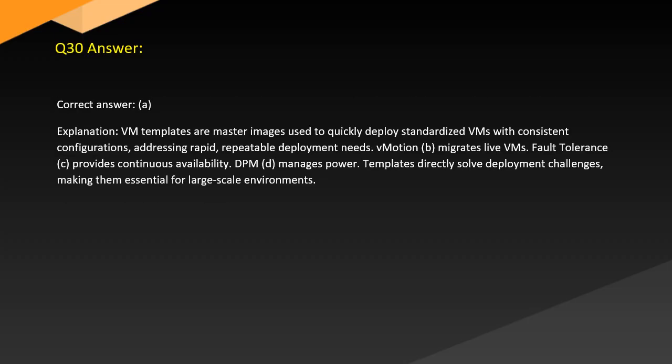Answer. Correct answer, A. Explanation. VM templates are master images used to quickly deploy standardized VMs with consistent configurations, addressing rapid, repeatable deployment needs. vMotion, B, migrates running VMs. Fault Tolerance, C, provides continuous availability. DPM, D, manages power. Templates directly solve deployment challenges, making them essential for large-scale environments.